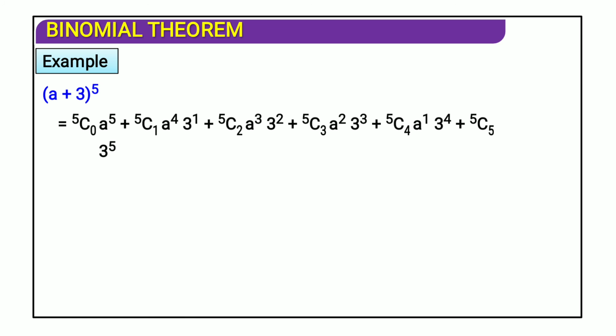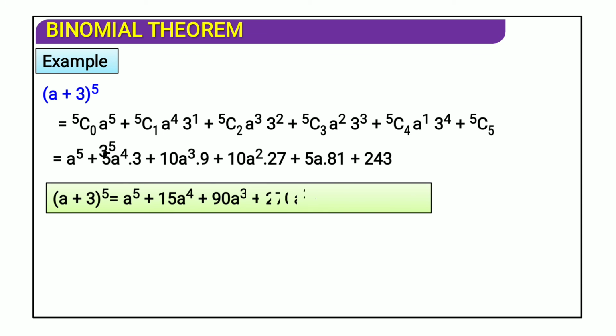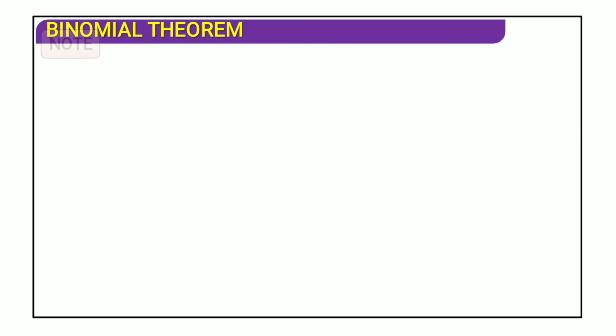You need to use only the formula of combination. 5c0 is 1, 5c1 is 5, 5c2 is 15. This is one and the same thing. So this is our required answer. Hope you got this. It's quite easy. You use the formula, then use the formula of combination, and you'll get the required result. See, note for binomial expansion, these are very important notes.